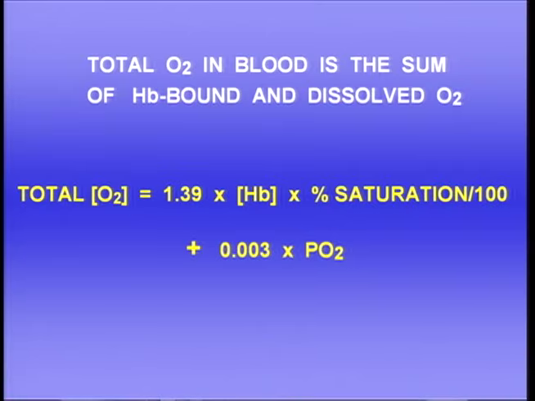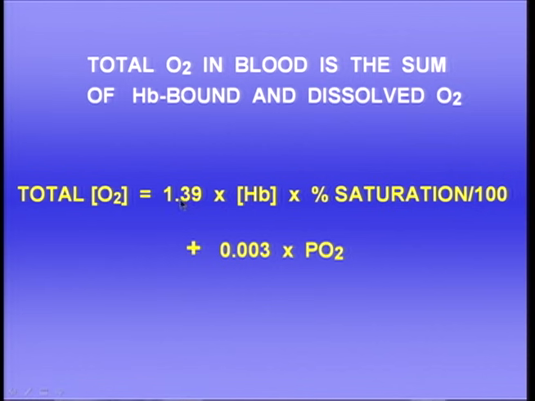Now it's very important to understand how we calculate the total oxygen in blood, because we need to do that from time to time. And here we have an equation, not a difficult equation, showing us how to calculate the total oxygen concentration of blood. That's going to be the oxygen attached to hemoglobin, which is the line here, and the oxygen dissolved. Now, how much oxygen can be combined with hemoglobin? Well, it turns out that 1 gram of hemoglobin can combine with 1.39 mils of oxygen.